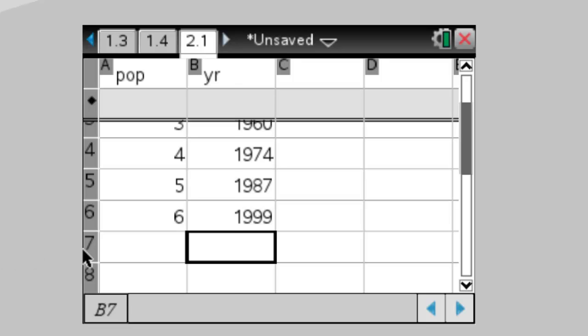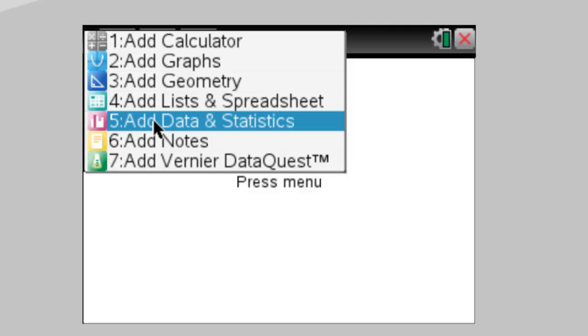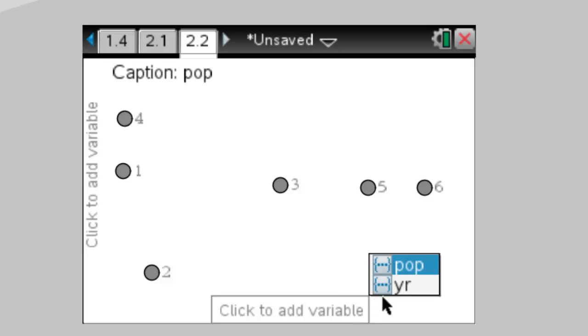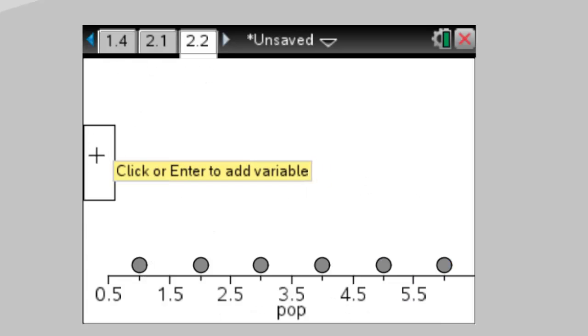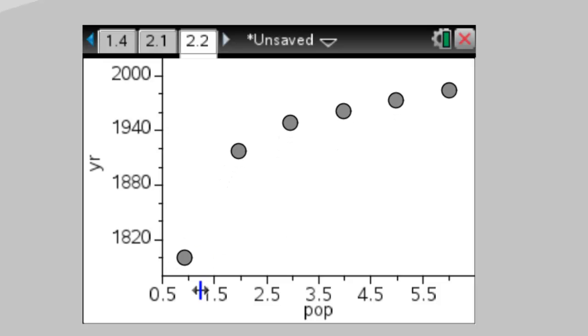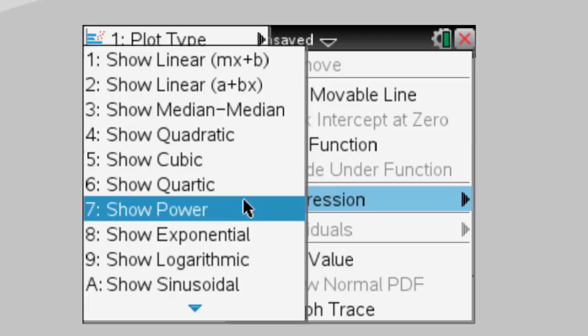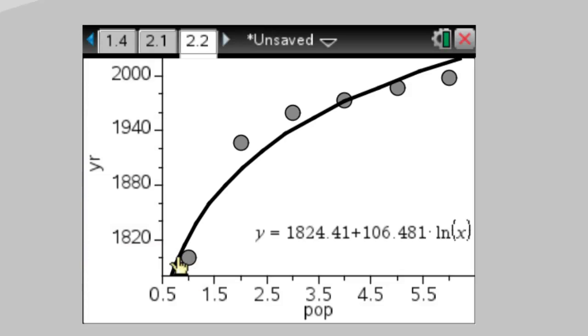Okay, once you have all of the data entered and you've pushed enter after that last data, then we can go to Control Doc. All right, we want to enter a data and statistics page, and so we're going to go population, and over here we're going to be going to year. Notice, doesn't that look just like a nice logarithmic function here? So let's get the equation for that by doing menu, analyze, regression, and we want show logarithmic. And there's our equation, y equals 1,824 plus 106.5 times ln of x. And it's a pretty good fit for the data there.